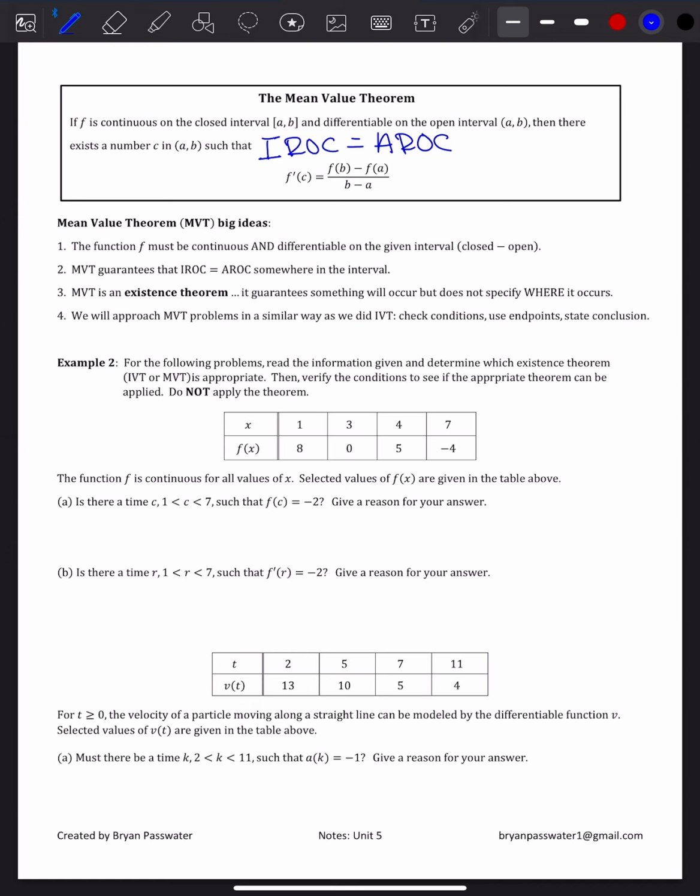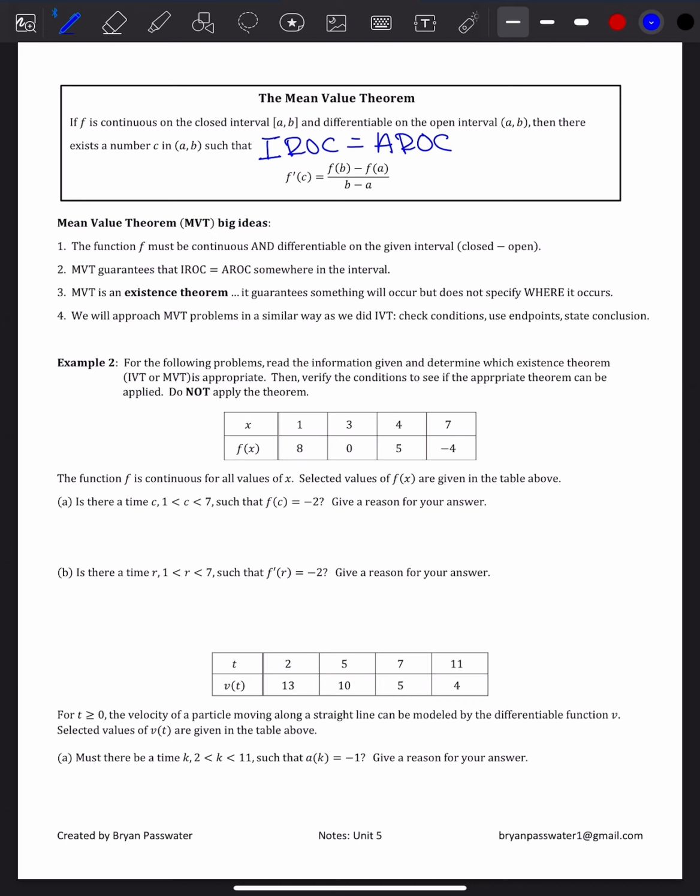MVT guarantees that the instantaneous rate of change equals the average rate of change somewhere. MVT is an existence theorem. It guarantees something will occur, but it doesn't specify where it occurs. And we will approach MVT problems in similar ways that we did IVT problems. Check conditions, use endpoints, state conclusions.